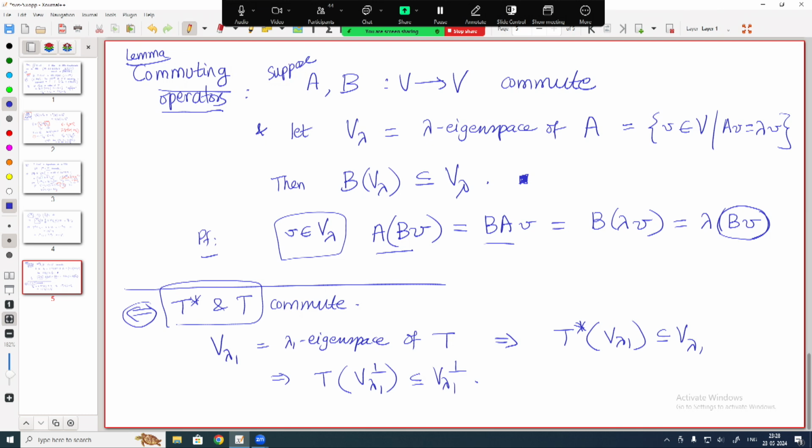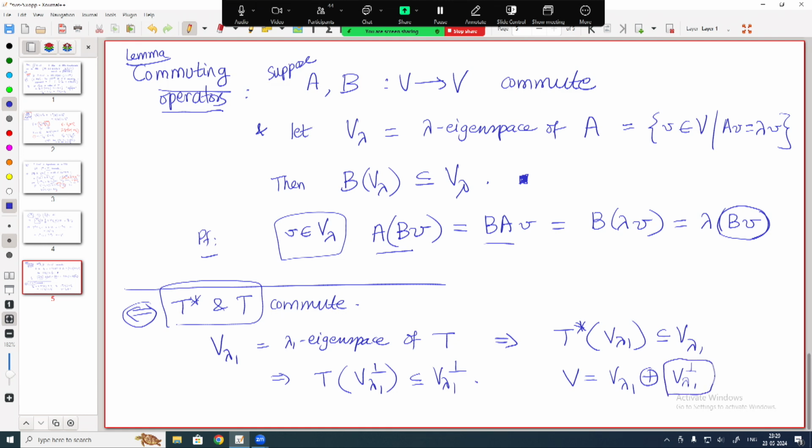Right, okay, all right. It just seems like we did something fishy there, but essentially we just use the fact that, because of the commuting property, V lambda 1 is T star invariant, so its perp is T invariant, and now it is the same proof as before. This is exactly what was required. So, now we managed to say that the eigenspace V lambda 1 of T, its perp is again invariant under T.